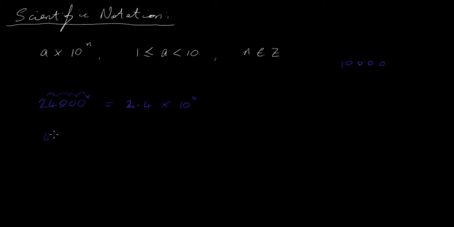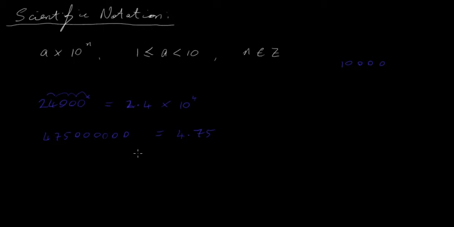Let's say 4,750,000. We put in another few zeros here. Okay, so let's see. The decimal point is here. We want to bring it back until we make a number between 1 and 10, and we find that it will end up here between the 4 and the 7. So we'll end up with 4.75.